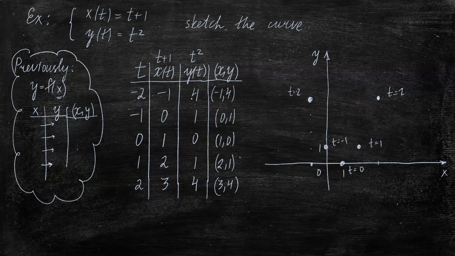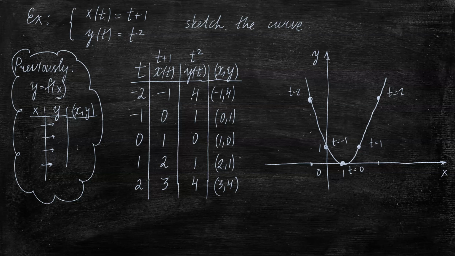So now we can connect these points, and if we do it like this, the sketch is incomplete. Why? Because remember, the parametric curves have direction. So direction is determined by the direction in which the t values increase. So we advance from smaller t values to larger t values.